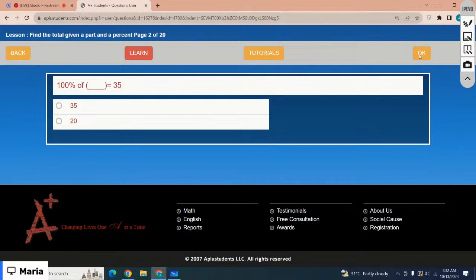100% of dash is 35. Which is the correct option? 100% of what number is 35? 100% of 35 is 35, right? Very good.